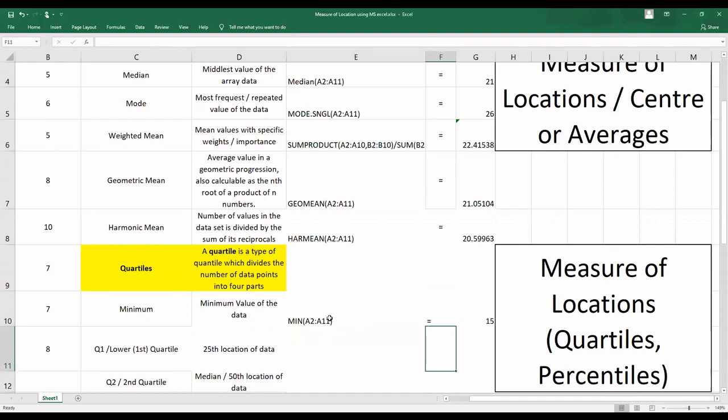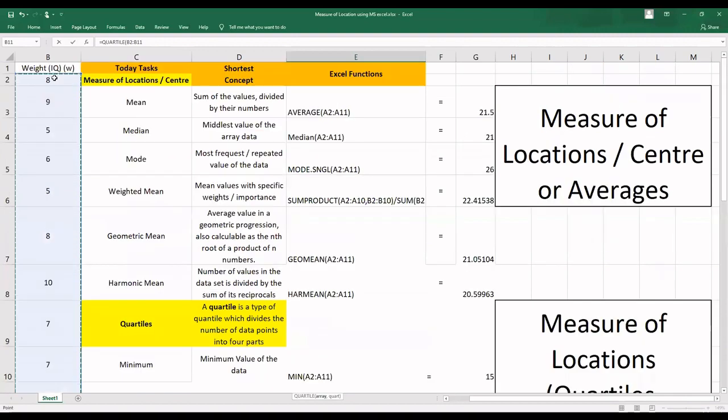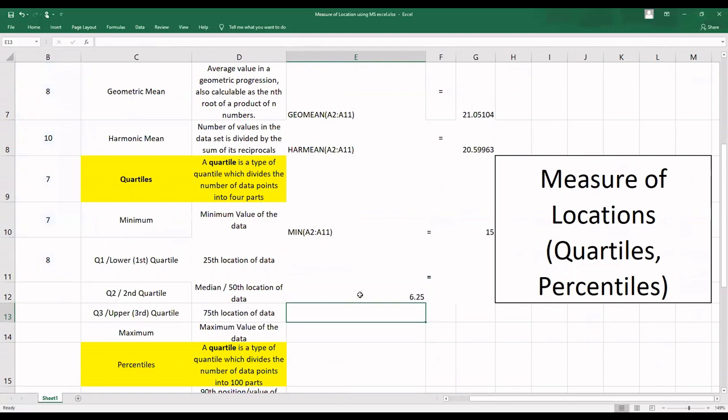So next is the quartile. The quartile concept is very easy to understand. Just use equal, quartile, and then the array. Array means your data. Then a comma, and here are different options. The first option is if you want to find the first quartile, second quartile, or third quartile. If you use 1 as the first quartile, you will get the answer for the first quartile.